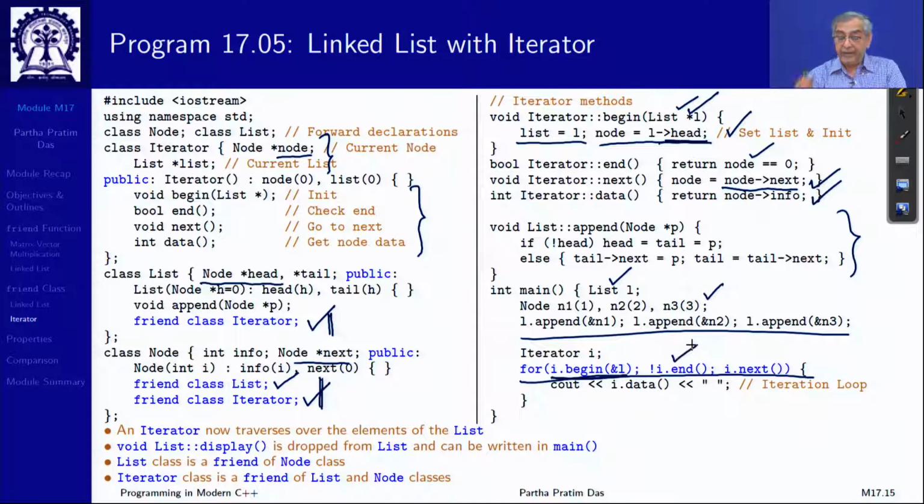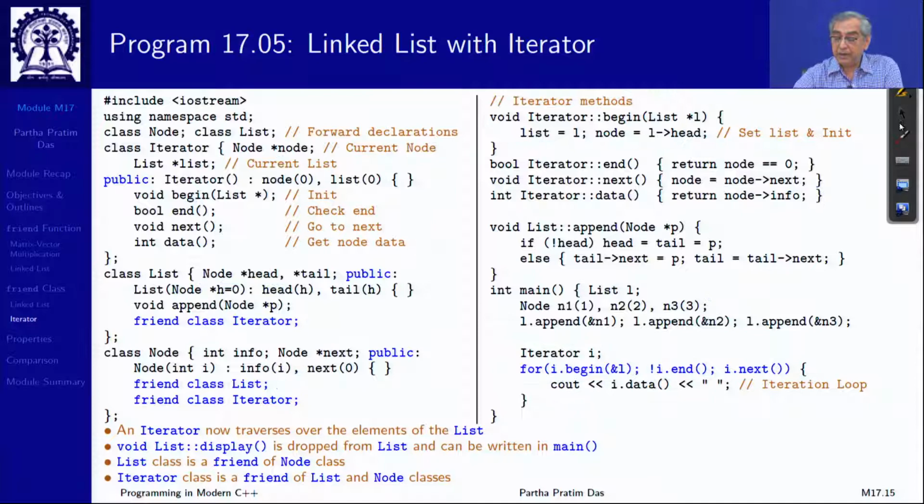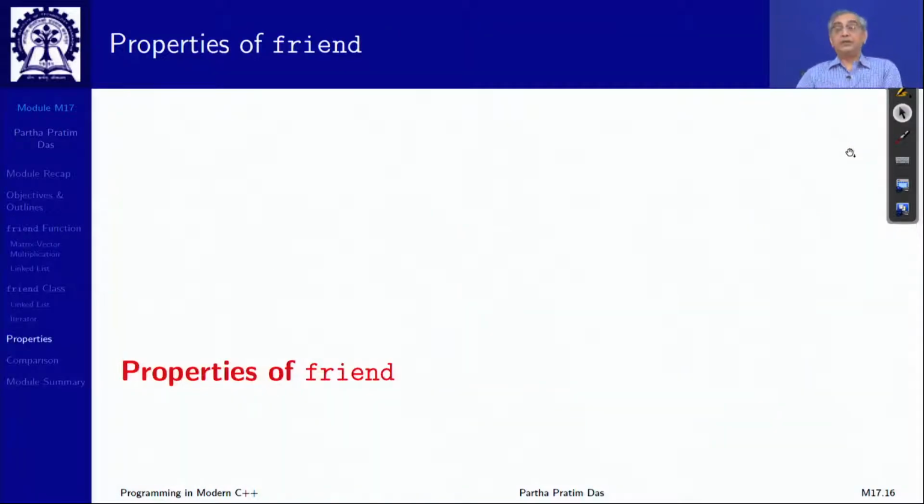Then I check if the end has been reached, if not, I will continue. What will I do in the continuation? I will print the data, the information of that node, and then I will go to the next node. See, the beauty of this whole design, and that is the beauty of iterator, and again it is a design pattern, and we will talk about that more, is that it does not need to know what is there in the list, what is there in the node, none of those details, but this simple code is like a simple for loop which will always work, right. And to be able to make such things work, we need the friend class and friend function.